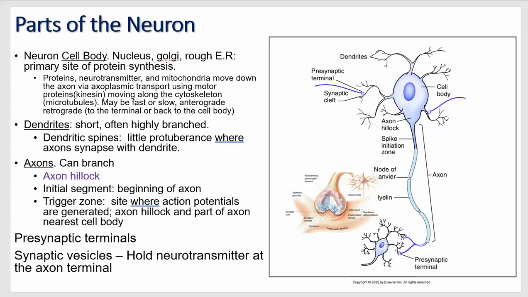So parts of the neuron, we've been over this kind of unofficially, but this is just officially going over what a neuron is. And it has, just like any cell, a nucleus, and that nucleus is contained in the neuron cell body here. And the nucleus does the same thing that it does in other cells, and that is it holds the DNA. And then the rest of the cell body has the Golgi apparatus, the rough endoplasmic reticulum.